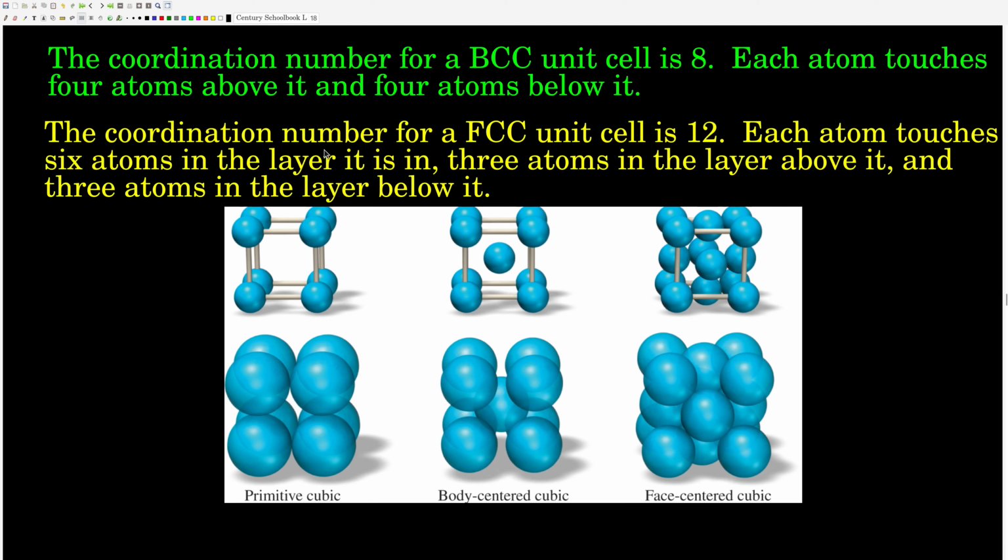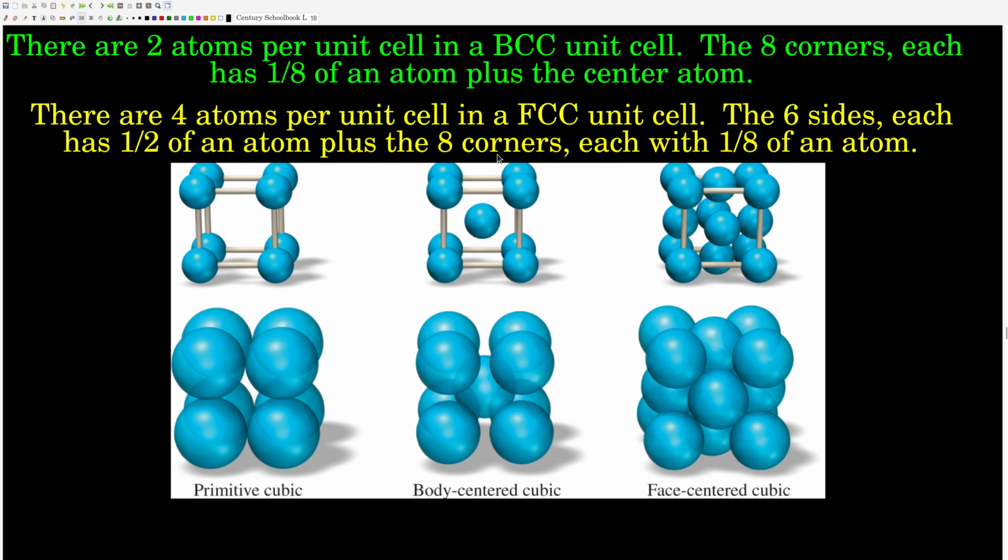Now, the coordination number for a simple cubic unit cell is 6. For a body-centered cubic unit cell, it's 8. And that's because each atom touches 4 atoms above it and 4 atoms below it. It's easiest to see that if you look at the center atom in a body-centered cubic unit cell. It's touching the 4 atoms on top and the 4 atoms on the bottom. For a face-centered cubic unit cell, the coordination number is 12. It's even more efficient. Each atom touches 6 atoms in the layer it's in, 3 atoms in the layer above it, and 3 atoms in the layer below it.